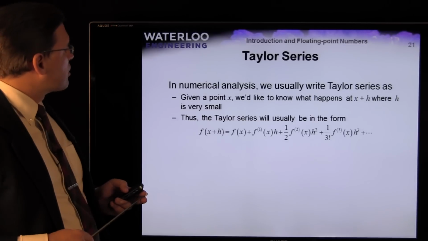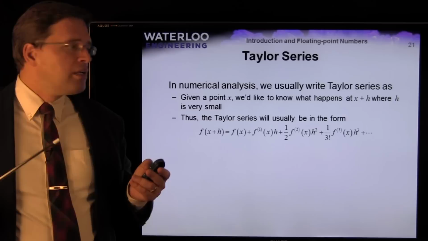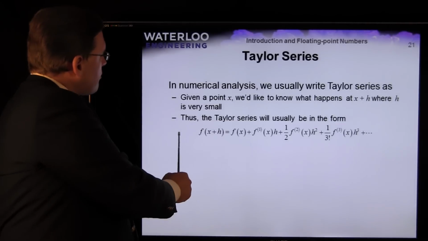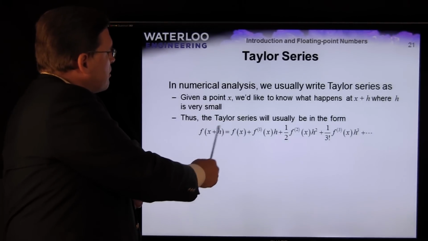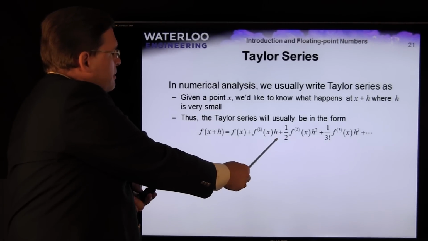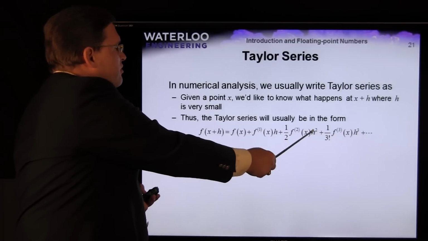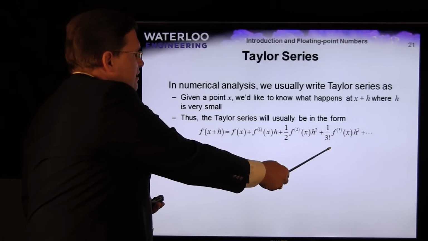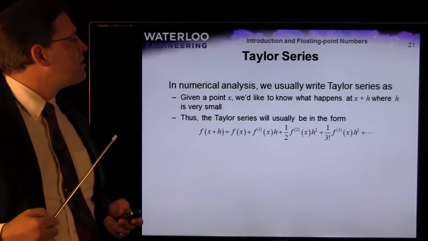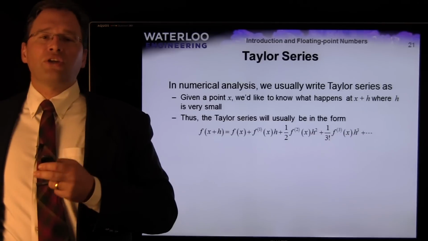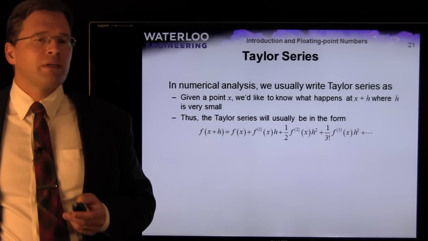Now the Taylor series looks a little bit simpler. So in this case, we have f at x plus h is equal to f at x plus the derivative times h plus a half times the second derivative times h squared plus a sixth times the third derivative at that point times h cubed, and so on and so forth.